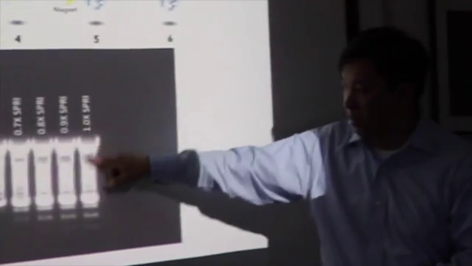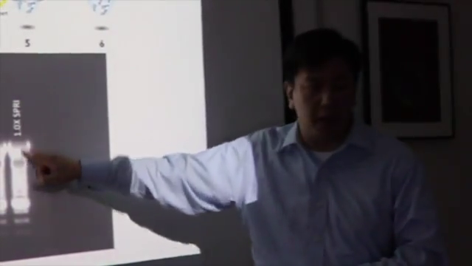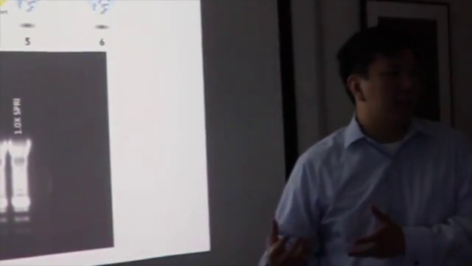and then take that soup and add 1.8x SPRI, and you would pick up everything that's small, but not too small. That would clean up the primer dimer piece. So that's what we call the double SPRI.